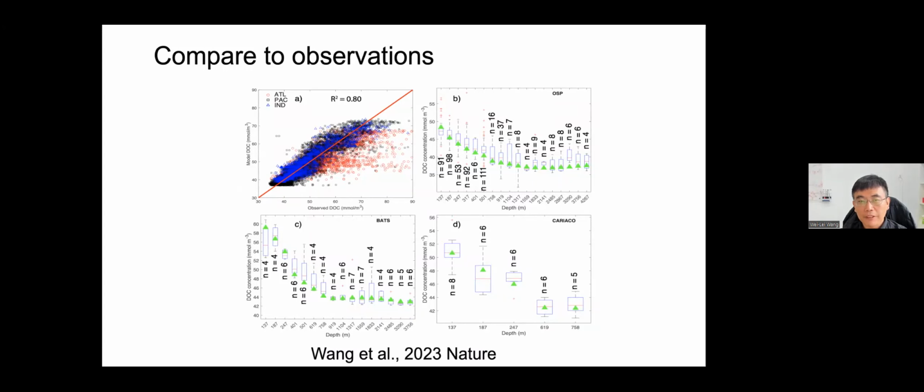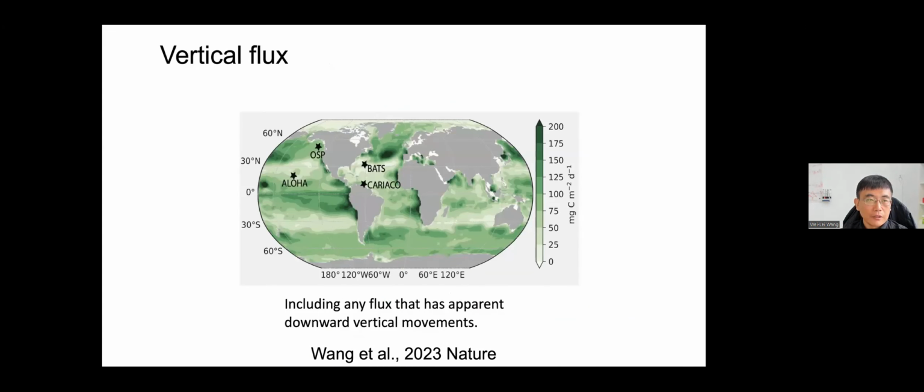So we have confidence to calculate the BCP. In other words, we calculate how much carbon is exported from the euphotic zone. Here we separate our flux into vertical flux and mixing flux. The vertical flux includes any flux that has apparent downward vertical movement, for example, the gravitational pump and the zooplankton migration pump.